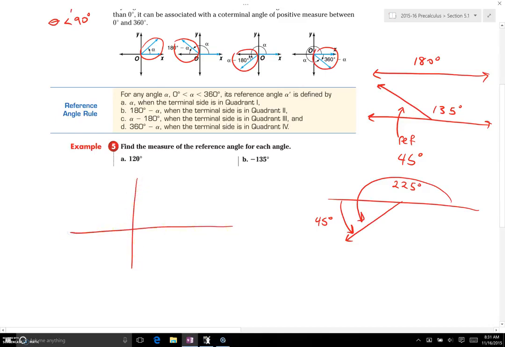Now, the first thing we need to do is have an understanding of quadrants. This is quadrant 1. This is quadrant 2, this is quadrant 3, this is quadrant 4. Quadrant 1 ends at 90 degrees, starts at 0 degrees. This will be 180 degrees, so quadrant 2 is between 90 and 180. Quadrant 3 is between 180 and 270 degrees. And quadrant 4 is between 270 and 360, which is coterminal with 0.